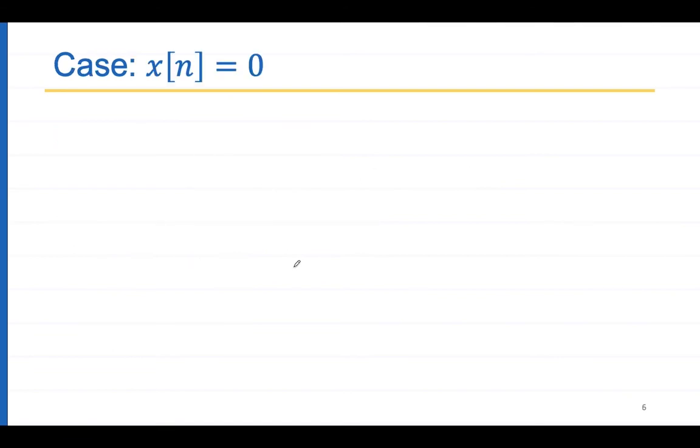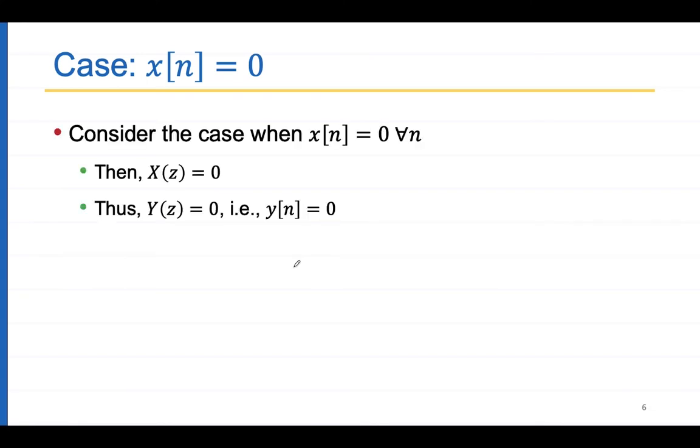Now, let us consider a case when x[n] is equal to 0 for all n. Consider the case when x[n] is always 0. Basically, I'm giving no input. Then my X(z) is, of course, 0. Thus, Y(z) will be, from the previous formula, which was b X(z) upon 1 minus a z inverse, that will also be 0. So if my Y(z) is 0, this implies my y[n] will also be 0 for all n, right?